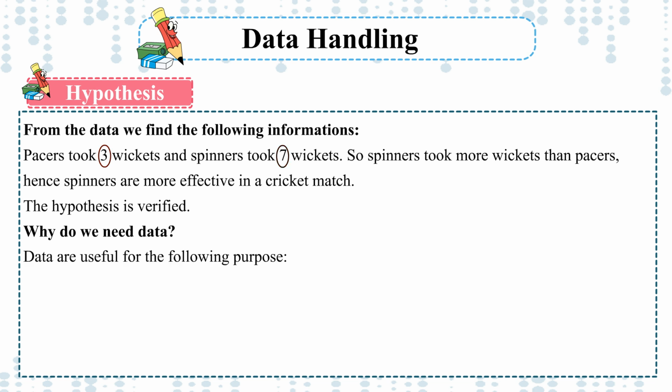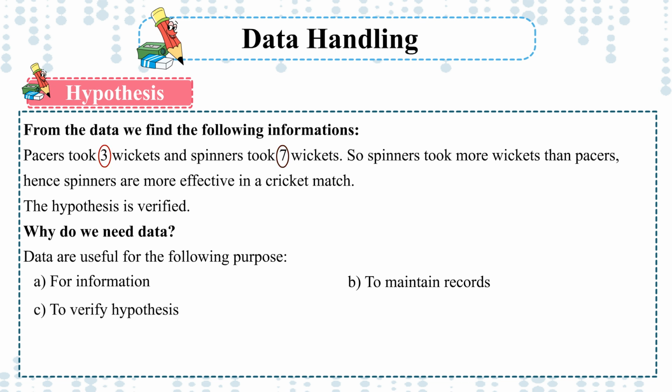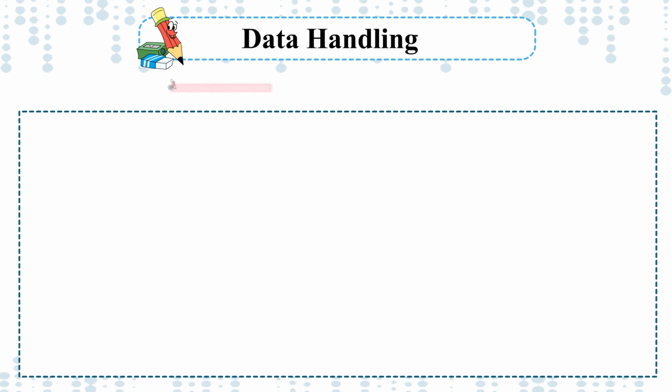Why do we need data? Data are useful for the following purpose. A. For information. B. To maintain records. C. To verify hypothesis. D. Helps us to make some definite conclusions.